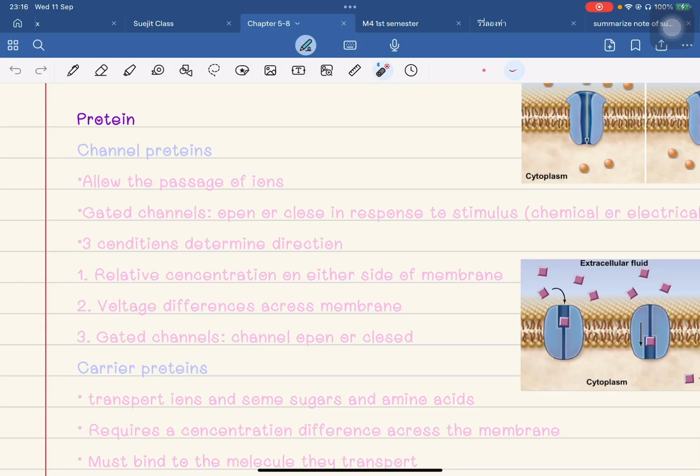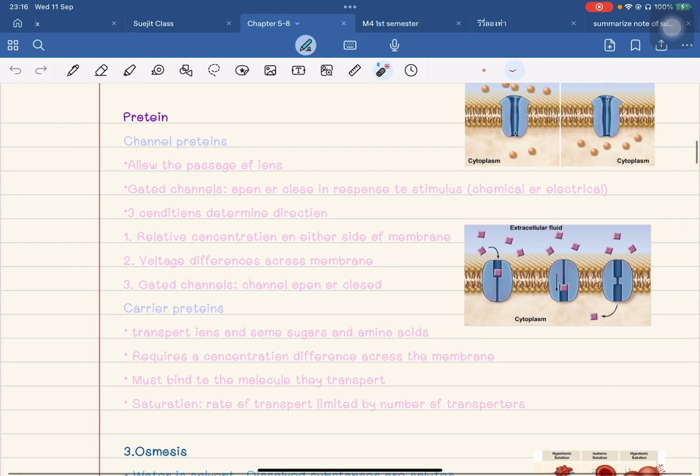There are three conditions that determine direction. The first one is the relative concentrations on either side of the membrane. The second is the voltage difference across the membrane, and the third one is the gate channel, because gate channels can open or close.